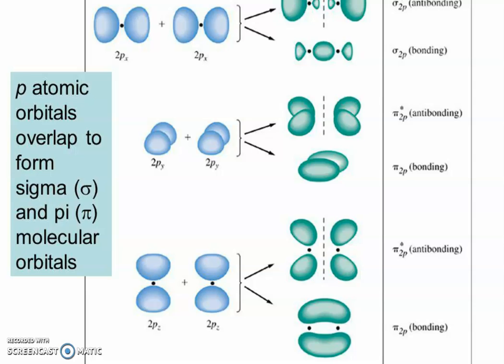Py and py orbitals combine together. It gives pi 2p and pi 2p star. Pi 2p is known as bonding and pi 2p star is known as antibonding. Pz and pz combine together to form pi 2p and pi 2p star. Pi 2p is known as bonding and pi 2p star is known as antibonding.